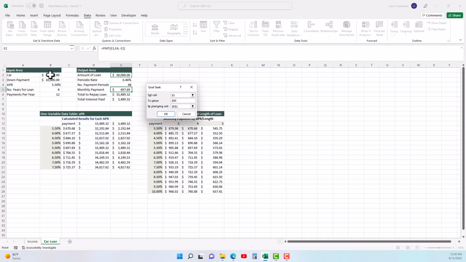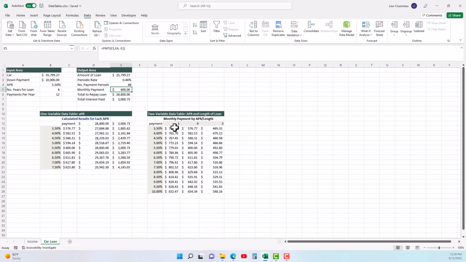That's a formula that's taking the car minus the down payment, and it won't know how to tweak on that, and you'll get that same error. So you can either choose the cost of the car, or you can choose the down payment, but you can't choose this amount of loan. So in this case, let's go ahead and hit cost of the car. If you can only afford 600, you can still put 10,000 down. Well, then the car can only cost 35,799.